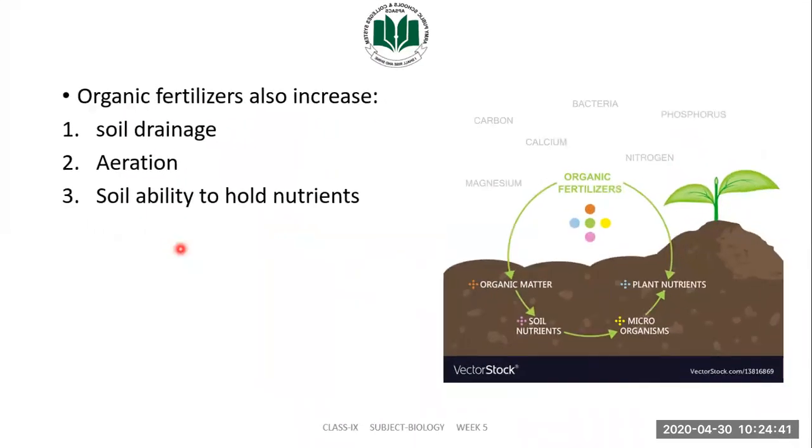Now, organic fertilizers also improve some factors. Why are we using organic fertilizers? One reason is that they increase soil drainage, so that water can drain into the soil and reach the roots of the plant, where the water is absorbed. Then there is aeration.